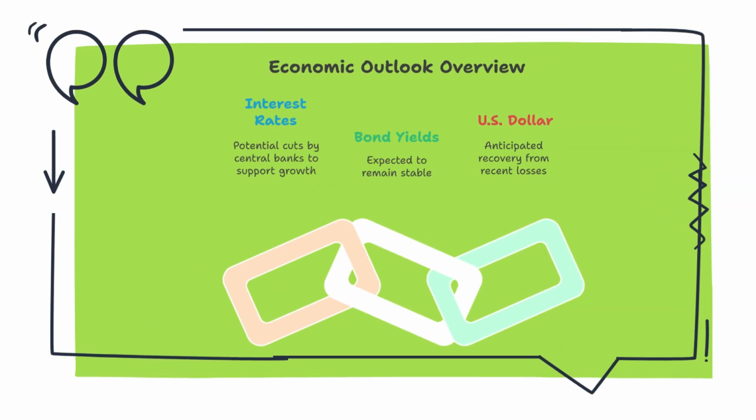Even in this positive case, central banks like the Fed might still cut interest rates a couple of times just to support continued growth. Bond yields, which often move opposite to bond prices, would likely stay within a steady range, and the US dollar might recover some of the losses it had recently.